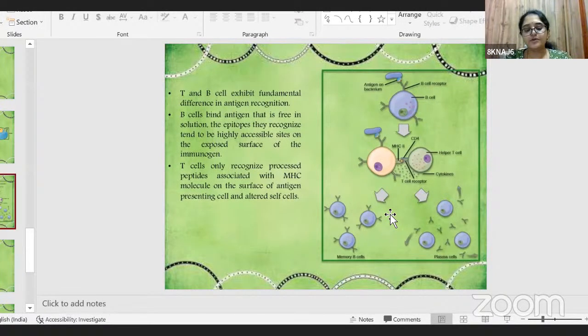Whereas T cell epitopes do not bind to the soluble antigen. So the antigen peptides recognized form a trimolecular complex. So you have a T cell receptor, you have an antigen, and you have an MHC molecule also involved in this. They recognize mostly proteins, but also some glycolipids, some lipids can be presented on the MHC2 molecules. Then antigen processing is required to generate the peptides.